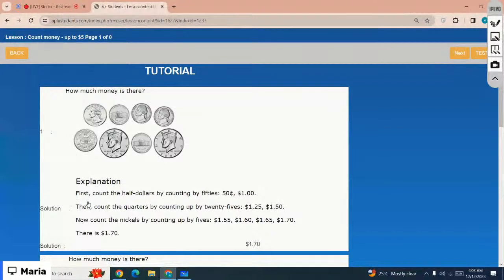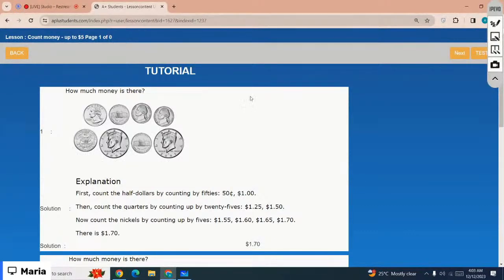Okay, so the first one is you are given the half dollars. They are this one and this one, they are the half dollars, right? And you can count the half dollars by 50s. So for this one you can add 50 cents, this one together they make $1, right? Both. Then you have to add the quarter coins. You have two coins that are quarter coins. The quarter coins you can count by 25s, right?